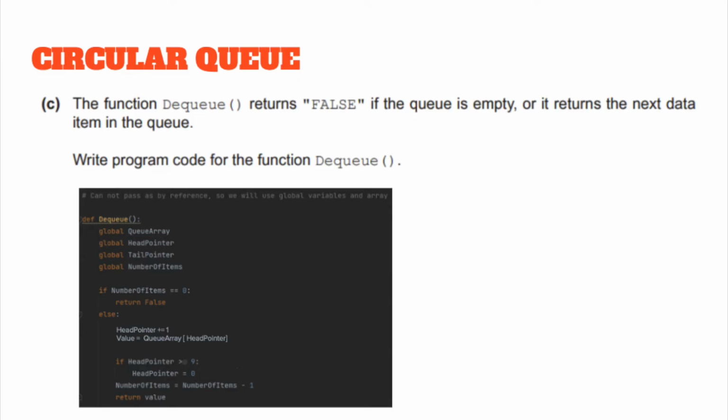got the globals. We then say that if the number of items equals 0, then we return false because the queue is empty. Else we increment the head pointer. The value array contains the item at the new updated head pointer, and if the head pointer is greater than 9, then the head pointer is reset to 0. The number of items is decremented by 1 because we've just removed something. At the end, we return the value back to the main program.